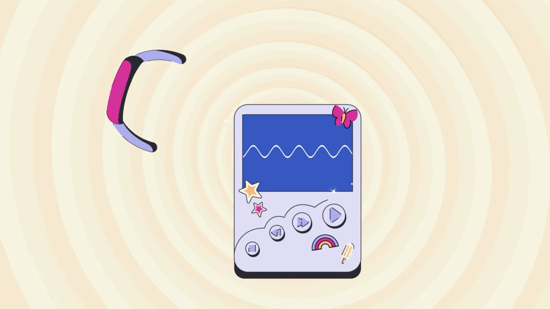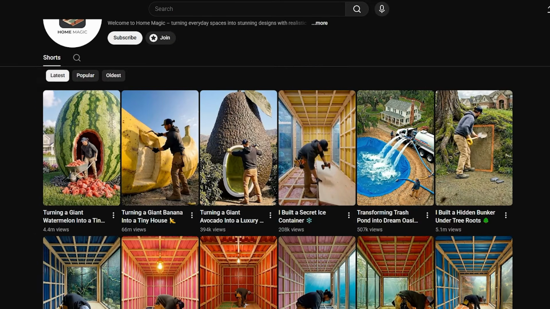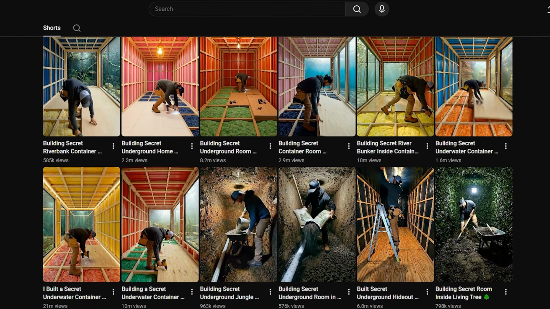One important trick, instead of adding music inside the editor, add a trending sound directly on the platform. This can massively boost your reach. And that's it. That's how people are creating viral AI bunker shorts channels completely for free.